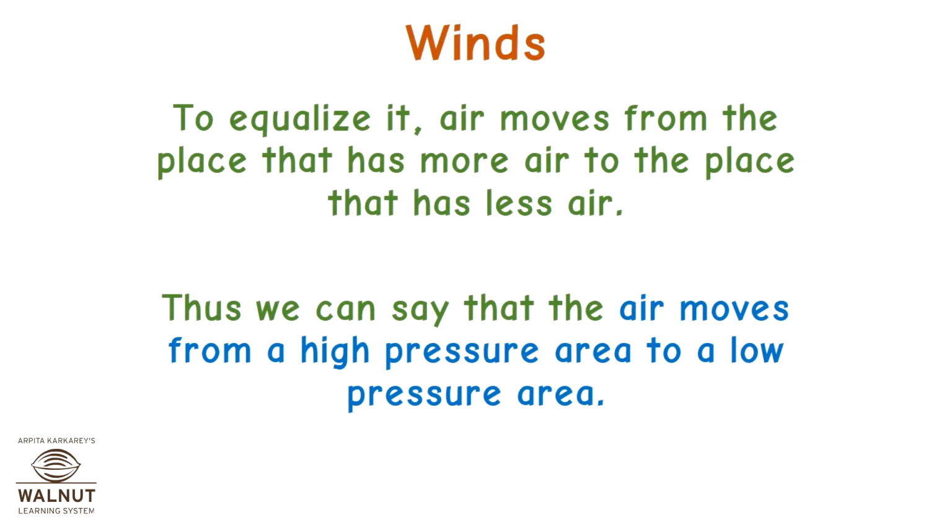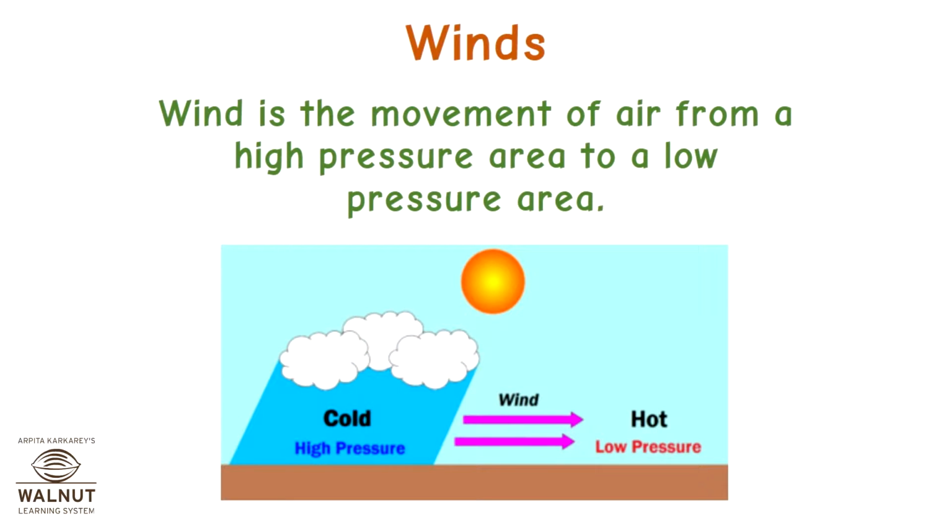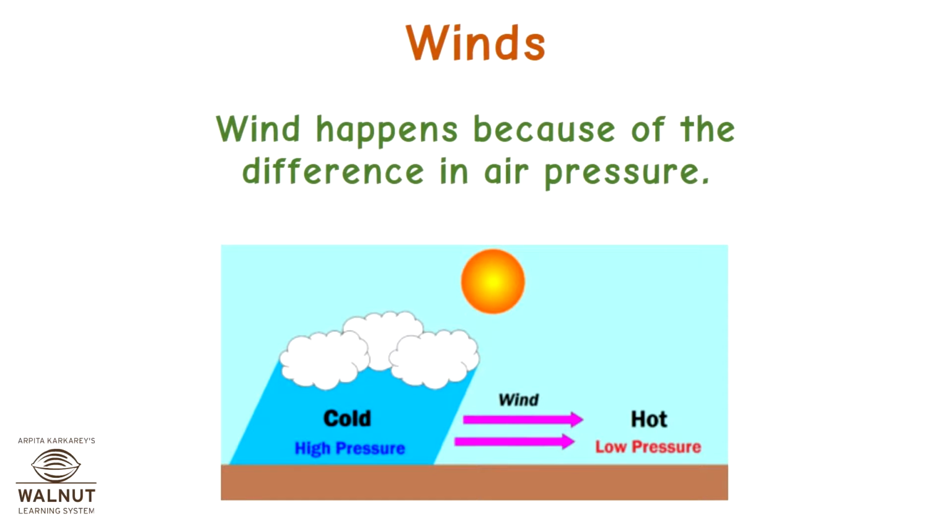To equalize it, air moves from the place that has more air to the place that has less air. Thus, we can say that the air moves from a high pressure area to a low pressure area. Wind is the movement of air from a high pressure area to a low pressure area. Wind happens because of a difference in air pressure.